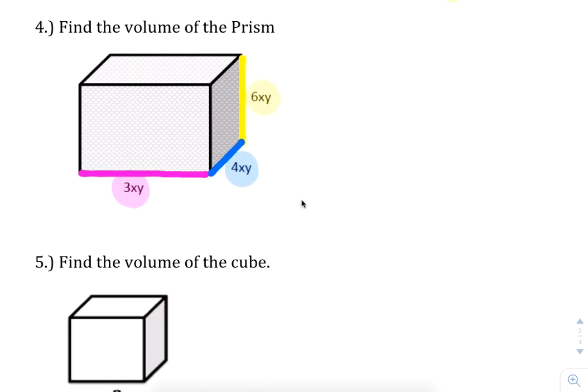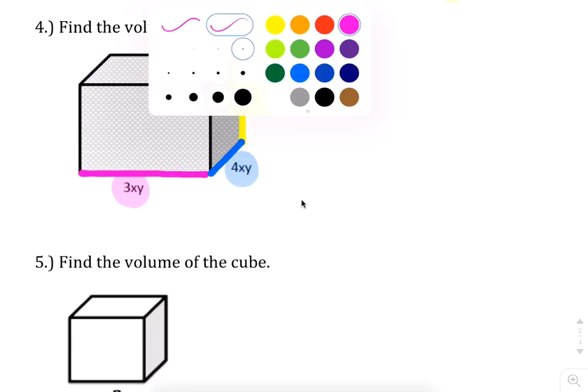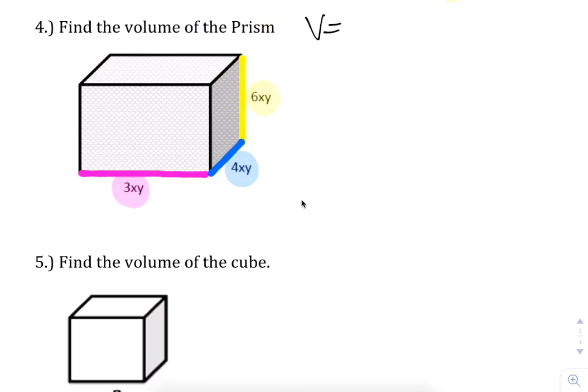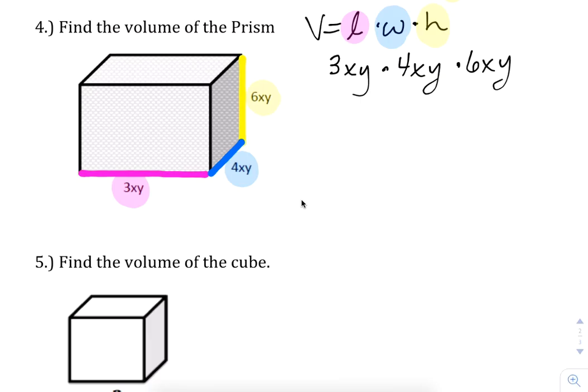All right, problem number 4, it says find the volume of a prism. First thing that is important to notice is that you know what the volume formula is. The volume is the length times the width times the height. If I was going to color code these for you, I would say that my length is the 3xy, my width is the 4xy, and my height is the 6xy, sorry.